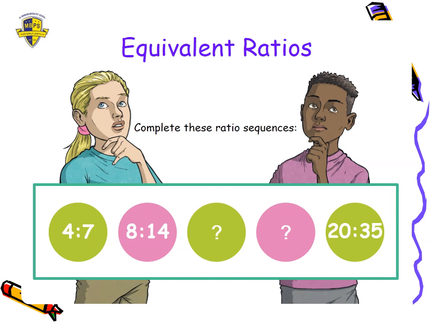Okay. The second one, 4 plus 4, 8. 7 plus 7, 14. The third one, multiply it by 3. 4 by 3, 12. 7 by 3, 21. The fourth one, multiply by 4. 4 by 4, 16. 7 by 4, 28. Good.